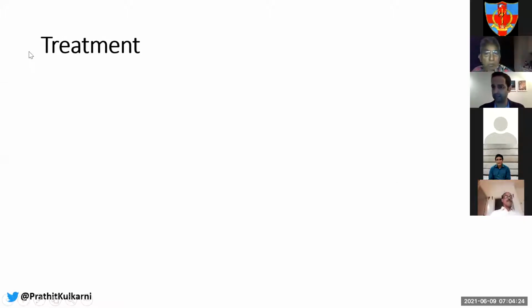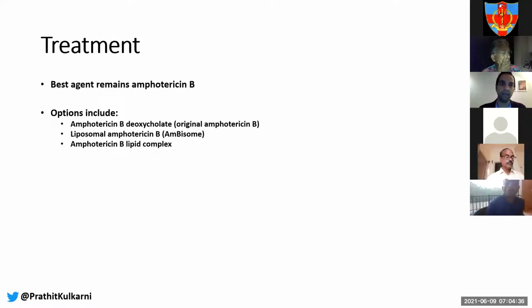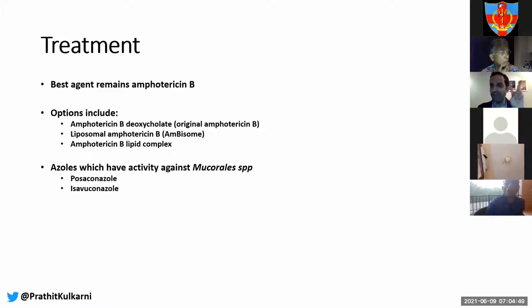In terms of treatment for mucormycosis, the best agent is still amphotericin B. The options for amphotericin B include the original amphotericin B, which is amphotericin B deoxycholate, liposomal amphotericin B, which is called AmBisome, and finally, amphotericin B lipid complex, which in the United States is called Abelcet. There are two azoles which have activity against Mucorales species: posaconazole and isavuconazole. Both of these are available as oral and IV formulations as well.